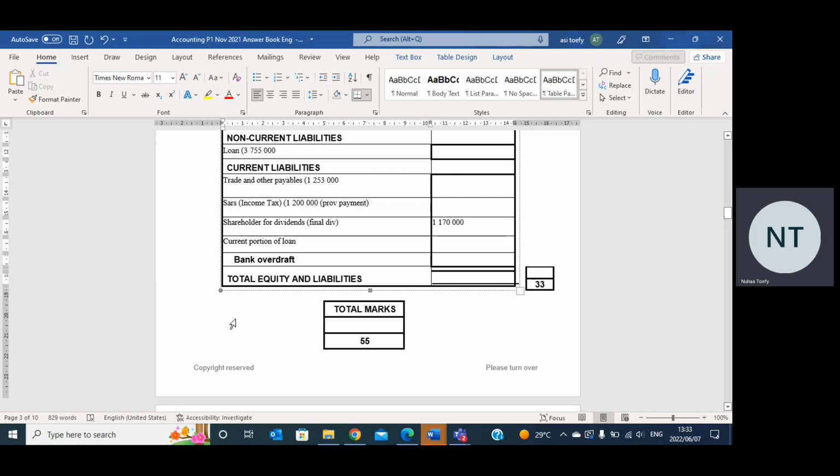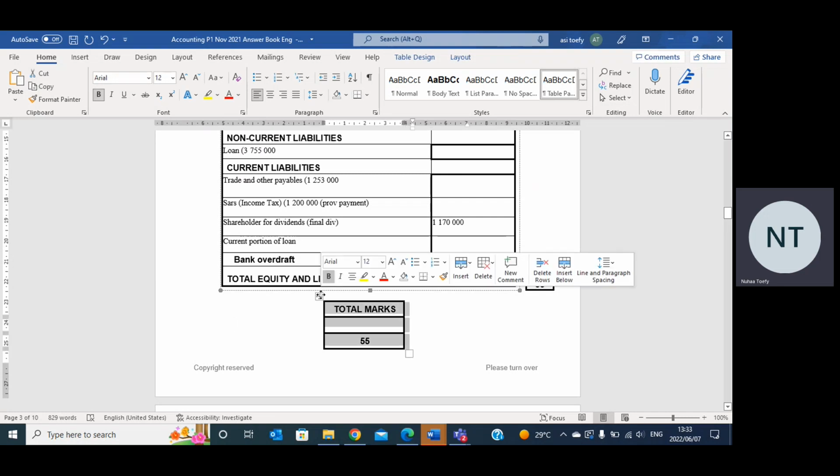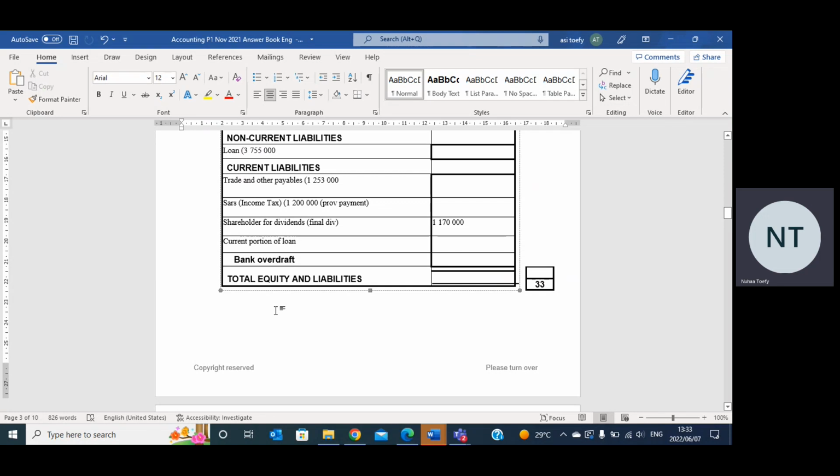Right. Now, the first information they give us is actually about your trading stock, right? They say at information B, the accountant omitted the closing stock figure of formal suits in the trading stock balance. So that means the closing stock was actually left out of your closing balance, so you must add it in, right? But they don't give you the closing stock. They say that they use FIFO to work out the closing stock.